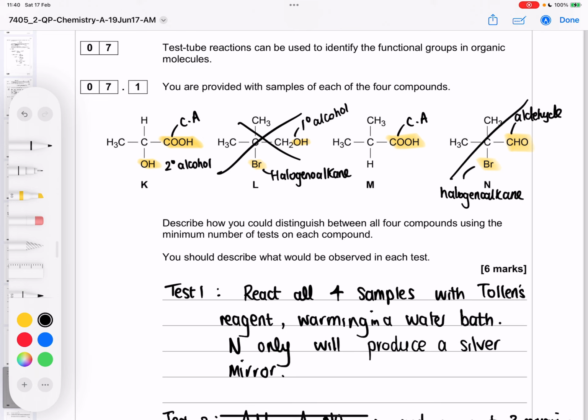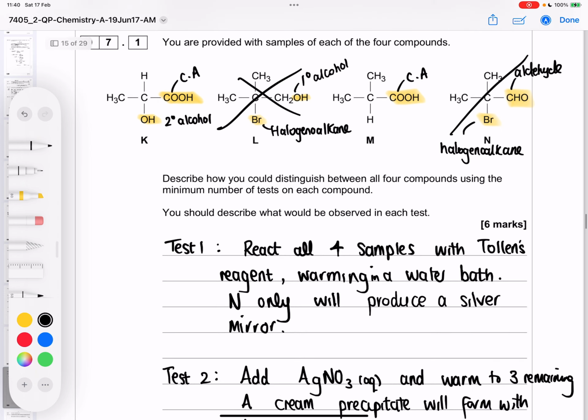And then, in order to distinguish K from M, we could have done the heating with acidified potassium dichromate. Then we'd have known which one were K and which was M, and then we could have done the Tollens, and that would have given us the aldehyde as well. So there's different ways that you could approach this, but it did need to be 3 tests, not 4, because 3 tests will allow you to identify them all.